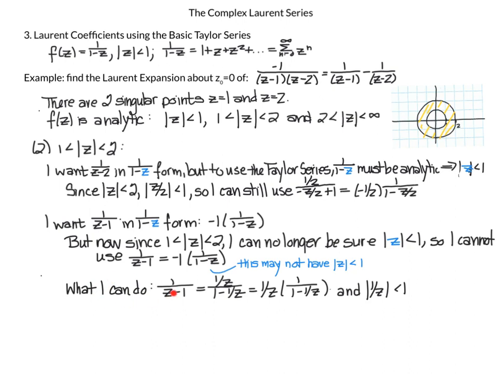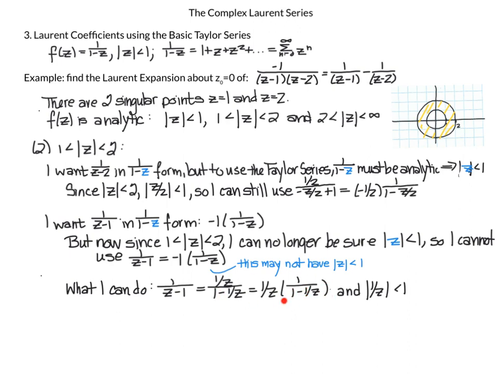What I can do is now divide the top and bottom by z. So dividing the numerator by z, I get 1 over z. By dividing the denominator, I get 1 minus 1 over z. So again, when you have something of this form, 1 over z minus a, you can get the 1 that you need for the basic Taylor series either by dividing by a, or you can divide by z, as we did here.